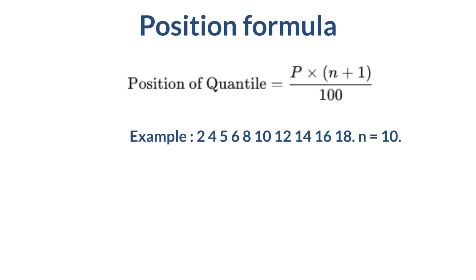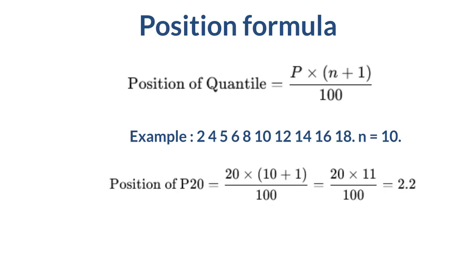The quintiles. Now, we calculate the quintiles, which divide the data into 5 equal parts. P20, 20th percentile. Position of P20 equals 20 times the quantity 10 plus 1, divided by 100, equals 20 times 11, divided by 100, equals 2.2.